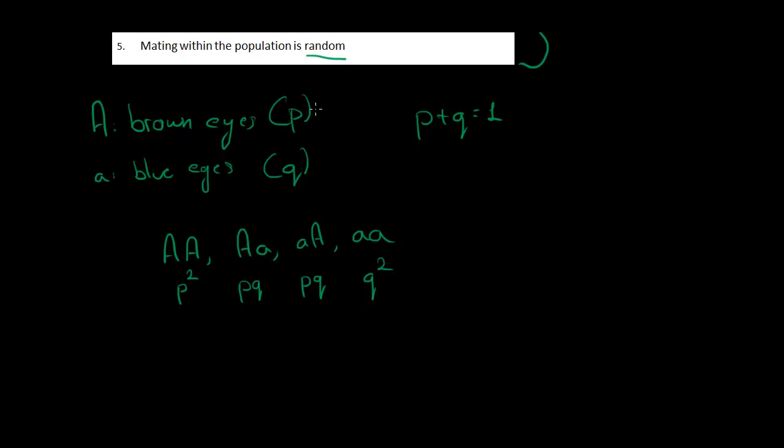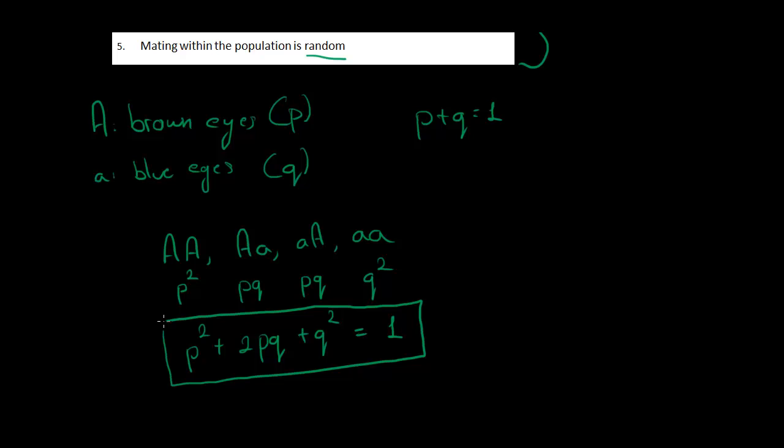And we can use these letters to also represent the genotypes. If we have the homozygous dominant genotype, then it's P squared. If they are heterozygous, then it's PQ, and if they are homozygous recessive, then it's Q squared. We can add them up, and we can say that P squared plus 2PQ plus Q squared equals 1. This here is the Hardy-Weinberg equation.